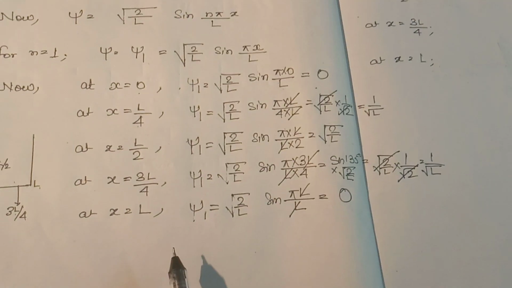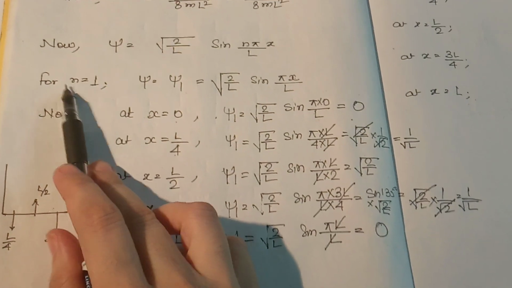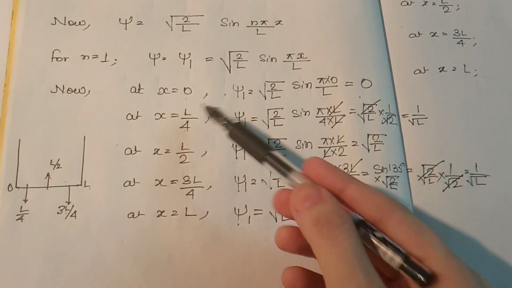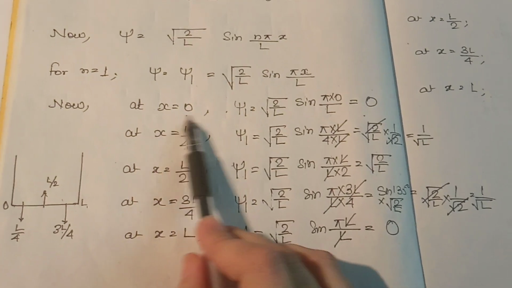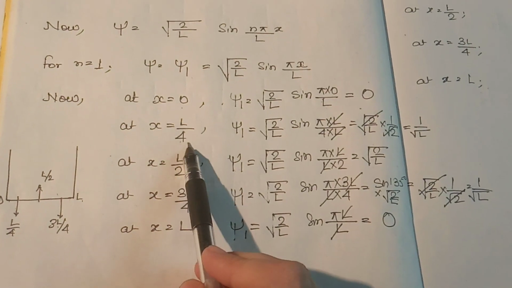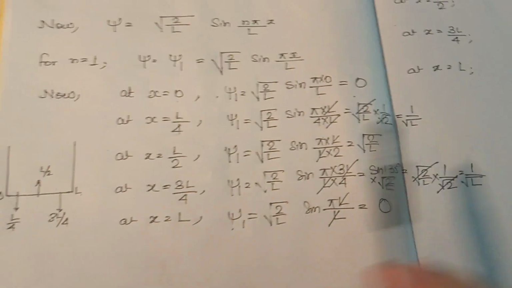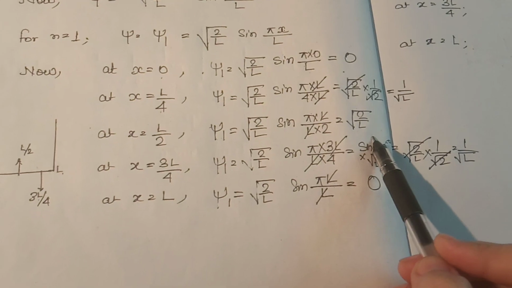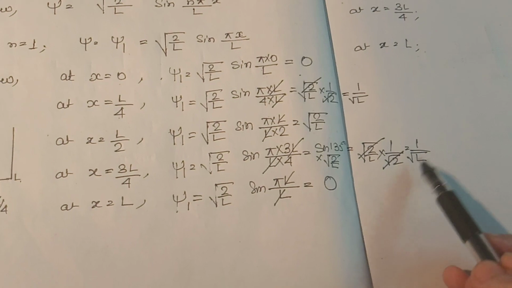So the values of psi 1, when the value of n is equal to 1, at different lengths of the box are: at the wall, means x is equal to 0, the value is 0. When at 1/4 of the box, then the value is 1 by square root of L. When the particle is half of the box, then square root of 2 by L. When the particle is at 3/4 of the box, then the value is 1 by square root of L.